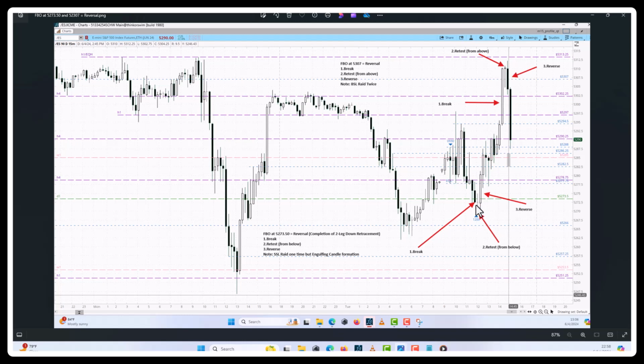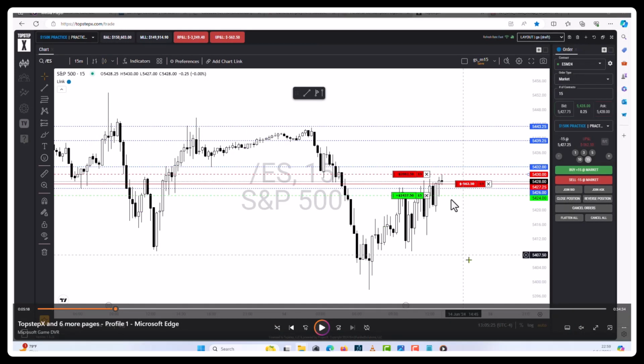The same idea right here. Here is the short: break, retest from below, and reverse. We thought the same scenario would play out right here: break, test from above, and then reverse. That's the reason why we took our long position. So we got our long and then we went short, but that's the mistake we made.